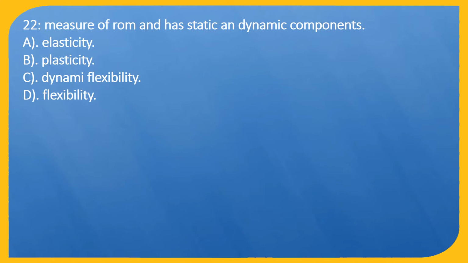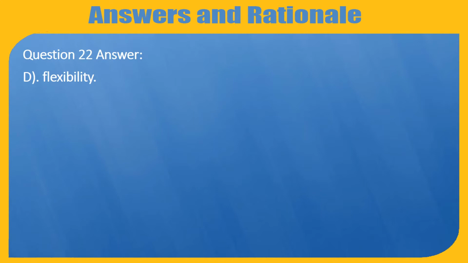Question 22. Measure of ROM and has static and dynamic components. A. Elasticity. B. Plasticity. C. Dynamic flexibility. D. Flexibility. Question 22. Answer: D. Flexibility.